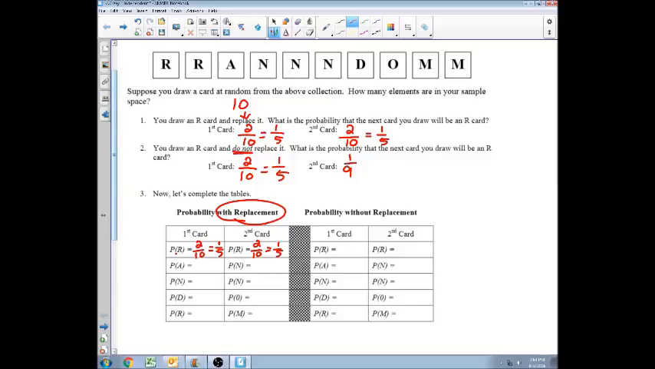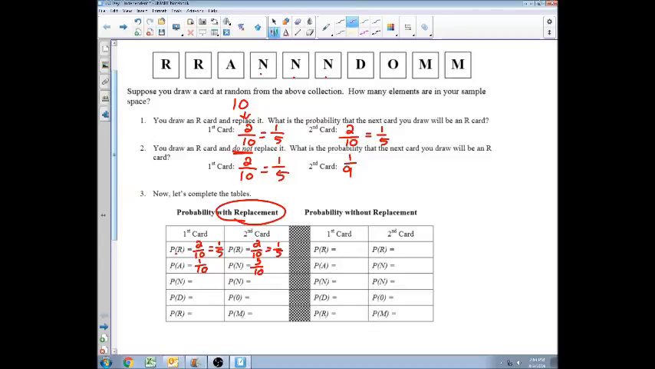Probability of an A card. How many A cards are up there? Well, I only have 1. So the probability that my first card would be an A card is 1 over 10. That would not reduce to anything. What is the probability that my second card would be an N card? Well, looking up here, how many N cards do I have? I have 1, 2, 3. So it would be 3 over, since I replaced that A, I still have 10 possible cards.